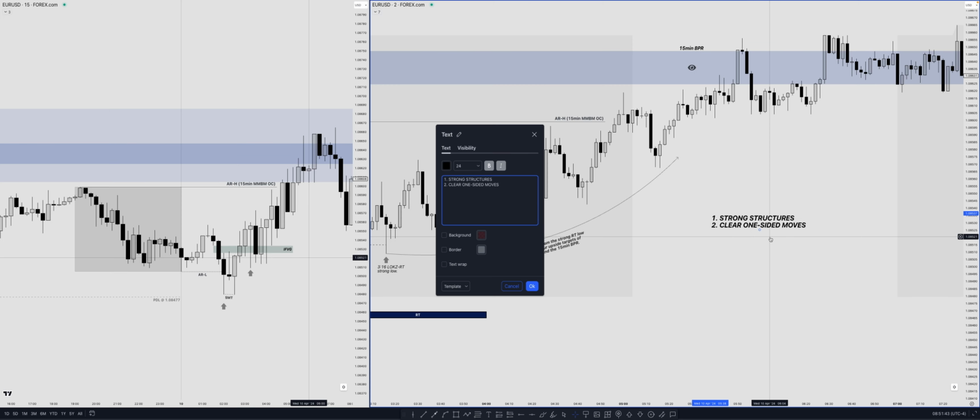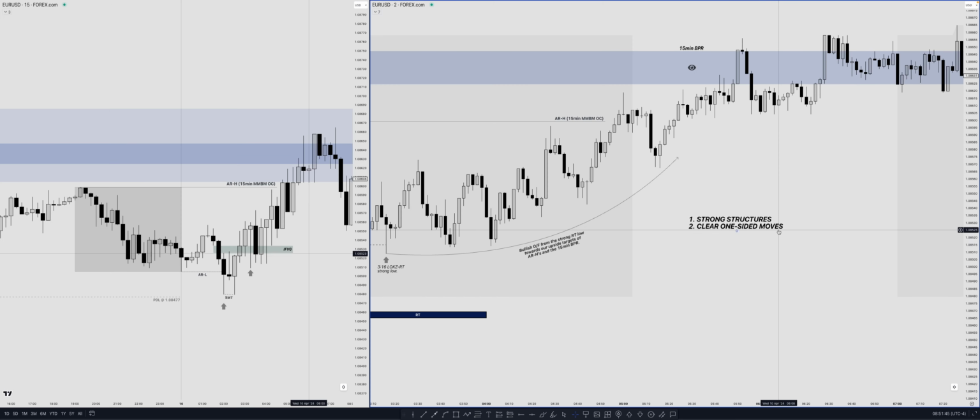So strong structures and clear one-sided moves, aka imbalances and fair value gaps. No matter what style or strategy you are trading, these two are still the most common mistakes. These two are causing a lot of losses that are completely unnecessary and easy to spot.